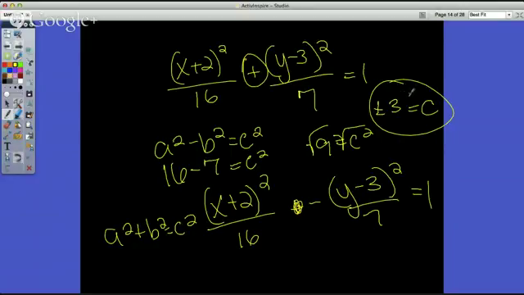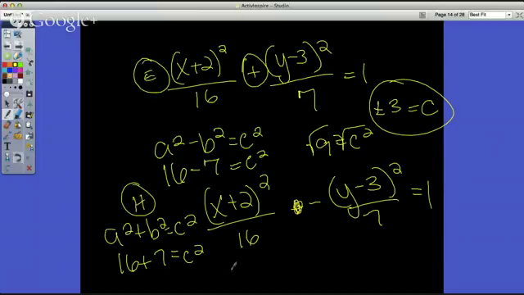We're going to come back to that in just a second. Come down to the bottom. This one would be 16 plus 7 equals c squared, right? Same thing. This is a hyperbola. This is an ellipse. So if you think about it, 16 plus 7 is 23. Square root, we'd have plus or minus square root of 23 for c.